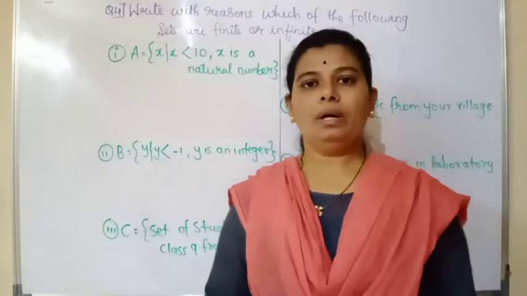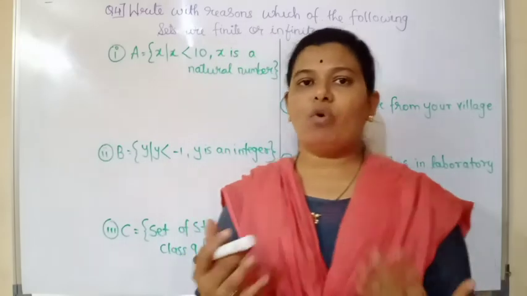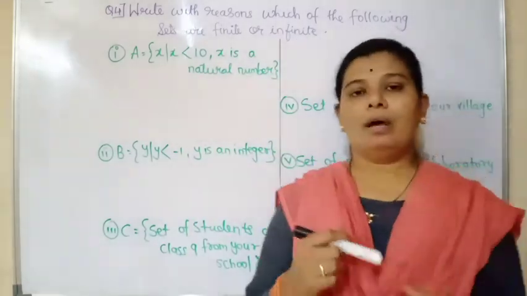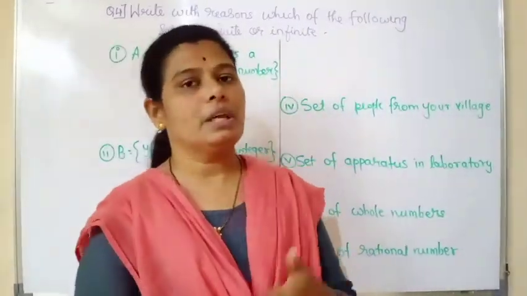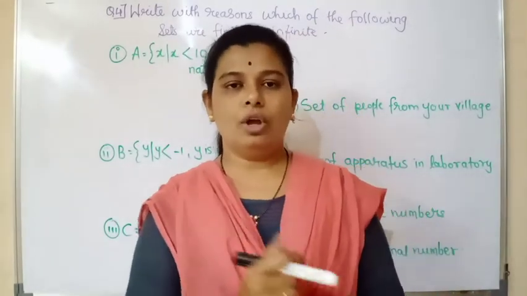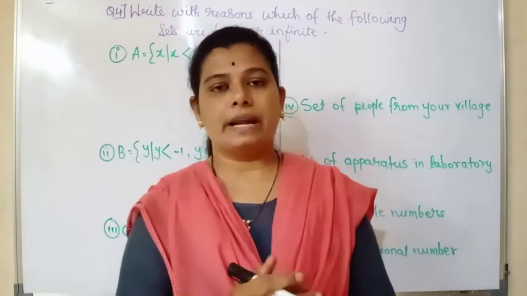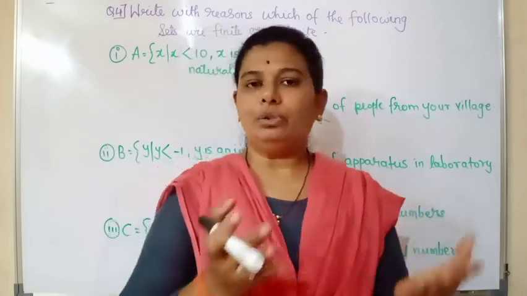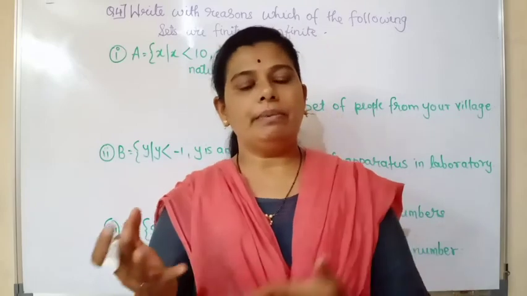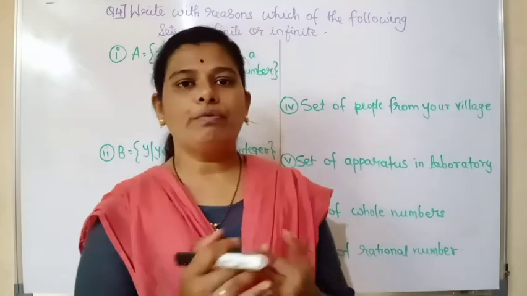Now we'll solve the last question of this exercise, that is 1.2. See now what is given in the last question, that is, write with reason whether the given sets are finite sets or infinite sets. Now as I have explained to you, finite and infinite sets: if the limitation is given, those are the finite sets. If the limitations are not given, they are out of limit, those are the infinite sets.